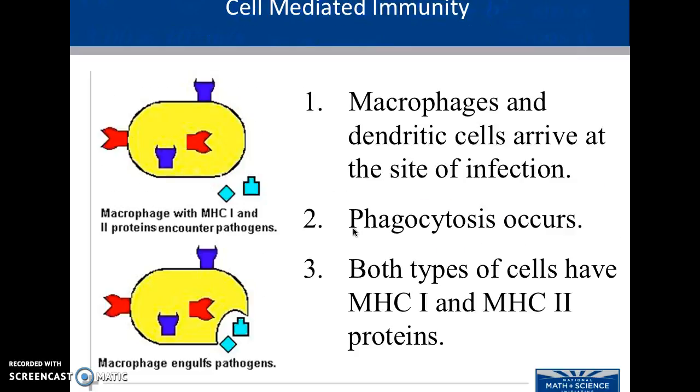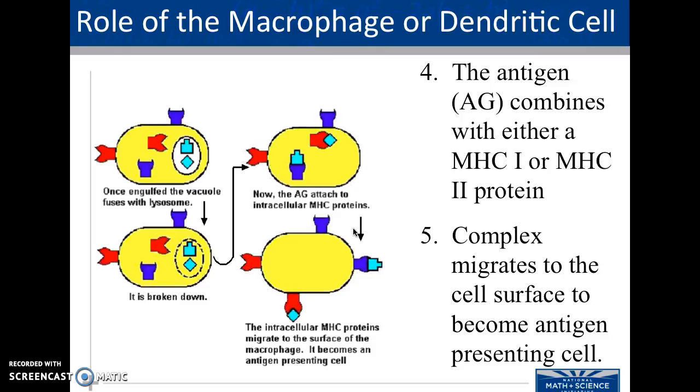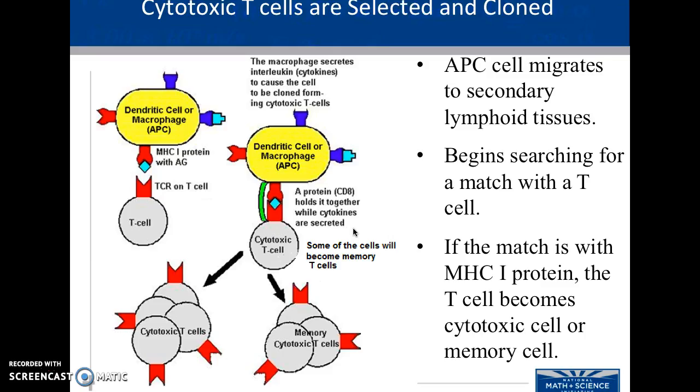The macrophage and the dendritic cells arrive at the site of infection. This is still innate and very general, and they go through phagocytosis. They eat the pathogen. These cells, macrophages and dendritic cells, have MHC1 and 2 proteins, right? These receptors on the surface. The antigen combines with either the MHC1 or 2, and the complex migrates to the surface, so that these cells are antigen-presenting cells. The antigen-presenting cell migrates to secondary lymphoid tissues. This is where the B and T cells are going to hang out.